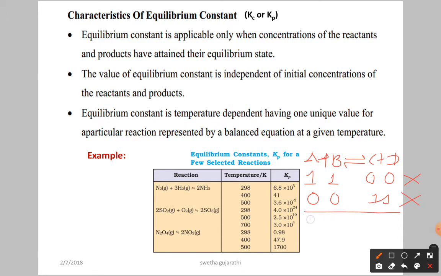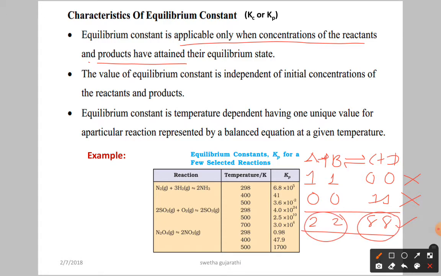Now if you see here, assume something like 2 moles, 2 moles, 8 moles, 8 moles. Now the equilibrium is established. So the equilibrium constant is applicable only when the concentrations of reactants and products have attained their equilibrium; then only you can apply Kc or Kp. Next, the value of the equilibrium constant is independent of the initial concentrations of the reactants and products.